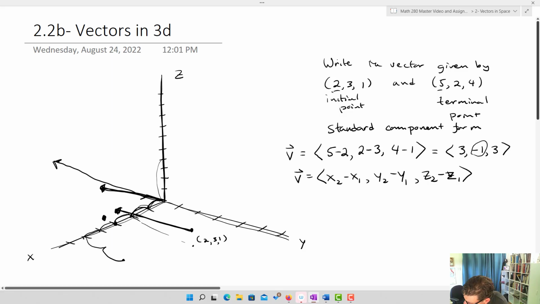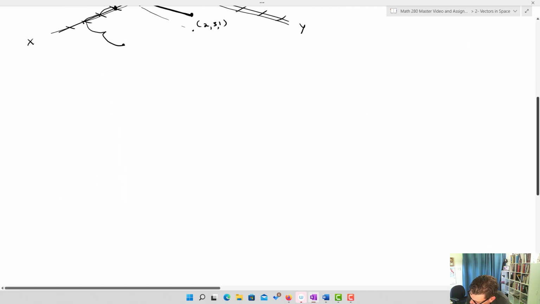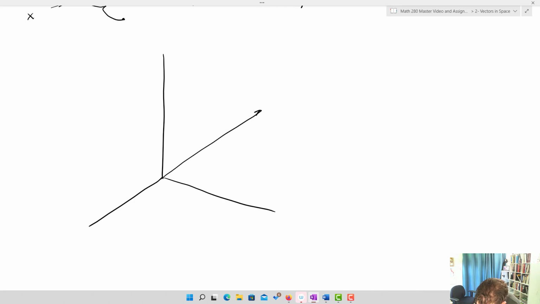All right, let's try this again. There's the graphing of our vector. And that's basically how they're going to work. Let's do this again. In this case, I'll actually draw out more x, more y, because we're going to have some negative ones. And here's a z.